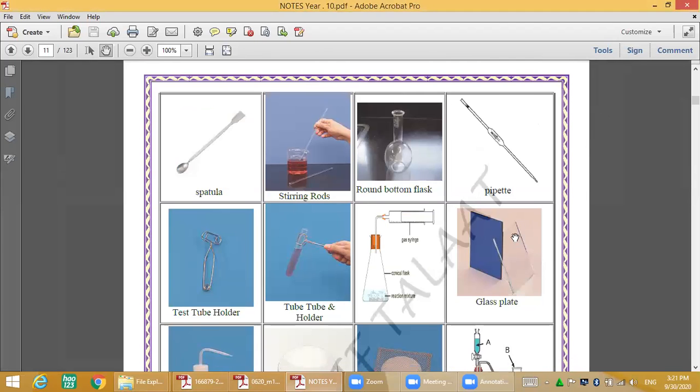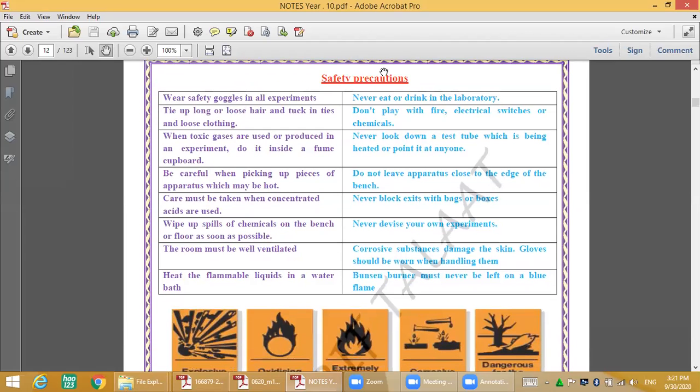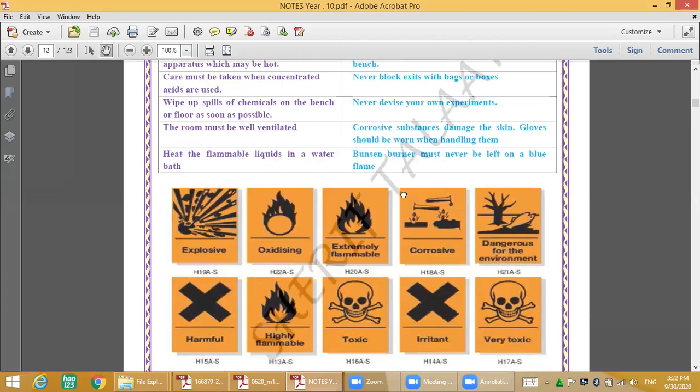After that, we have safety precautions. For safety precautions, if we have harmful gas or toxic gas, we must have a well-ventilated room or fume cupboard. And then, if we have acid, base, or salt that has a corrosive effect on the skin, wear a lab coat, gloves, goggles, like that. If we have anything flammable, we must use a water bath.